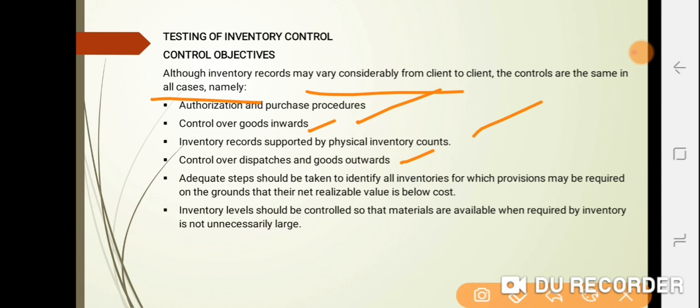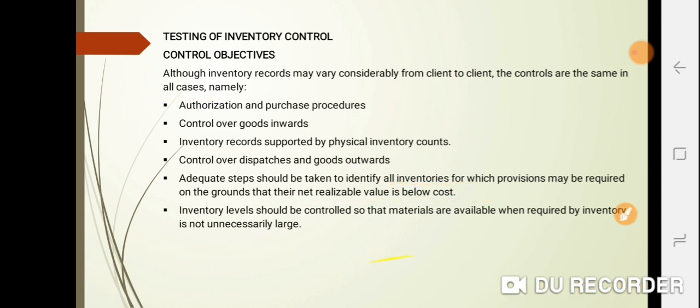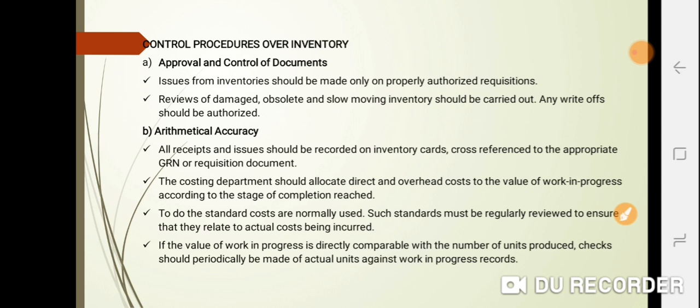Adequate steps should be taken to identify all inventories for which provisions may be required on the grounds that their net realizable values are below cost. Then inventory levels should be controlled so that materials are available when required but inventory is not unnecessarily large. Okay, these are all the control objectives. Then we have control procedures over inventory.